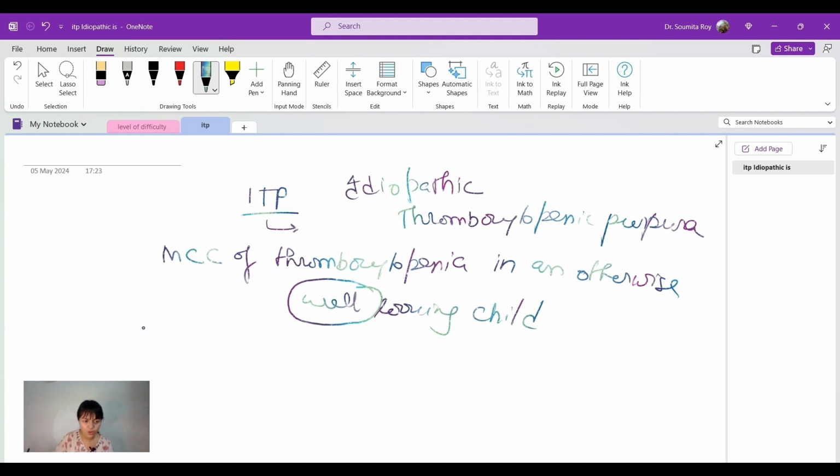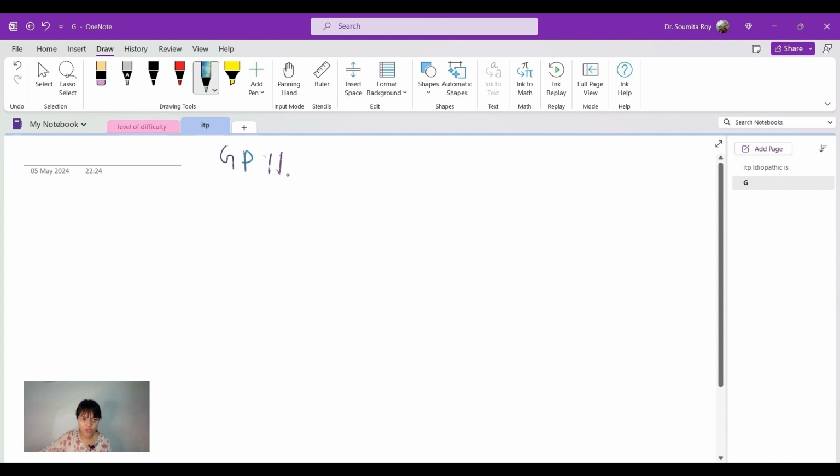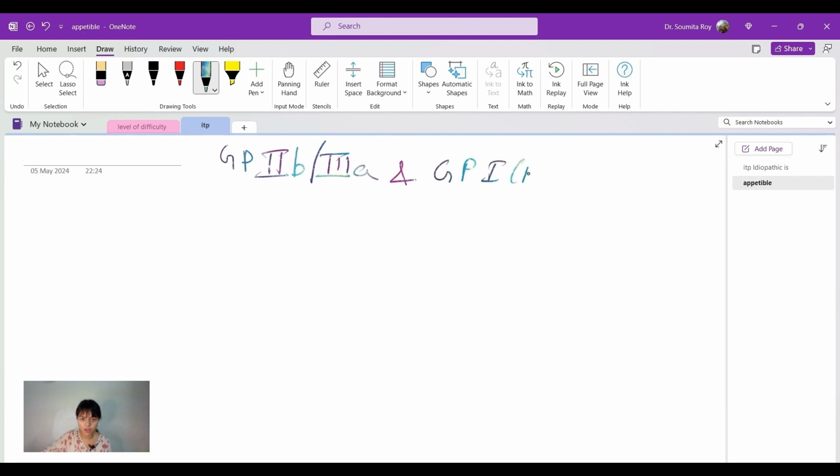Okay, and as you know, this is an autoimmune phenomenon characterized by production of autoantibodies against platelet, okay, GP2b/3a and GP1b. Okay, often asked as MCQ also, right? So there is a formation of autoantibodies against these two.